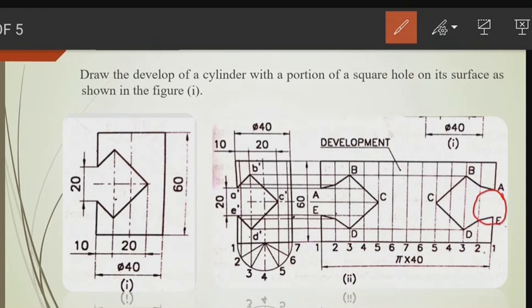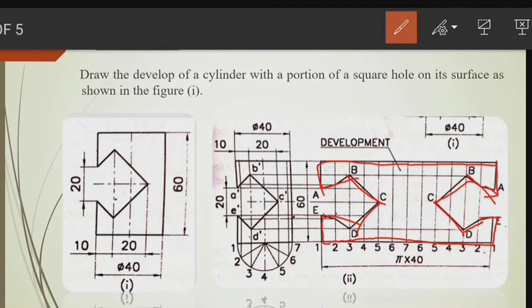Here also remove this part, because it is open. So you will get a shape like this. This will be the shape of the development of this cylinder. When you cut from a side, you will get a shape like this.